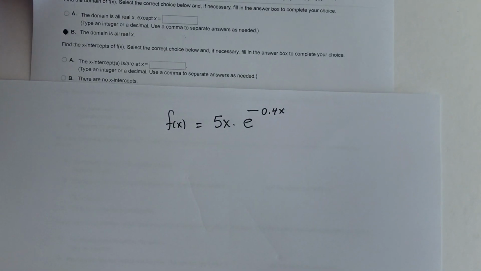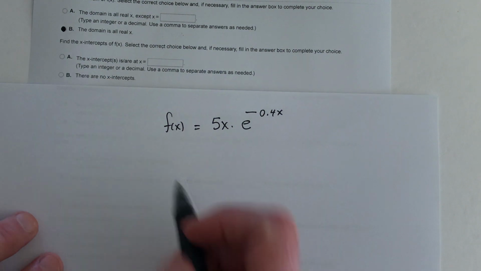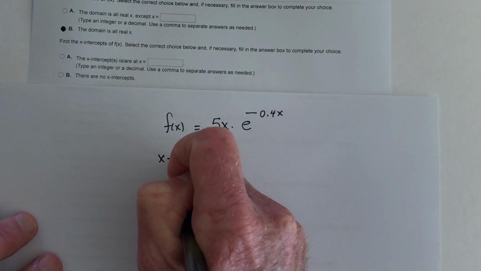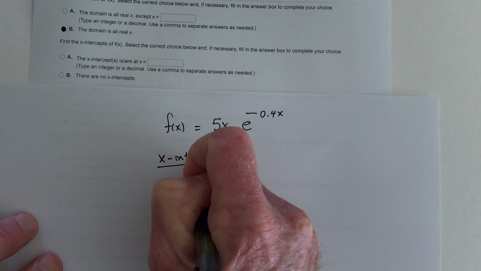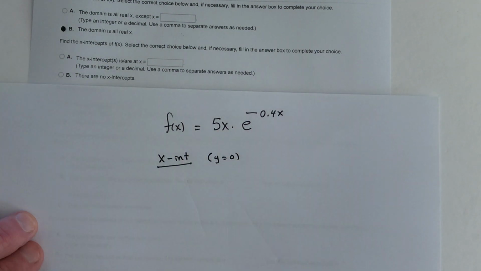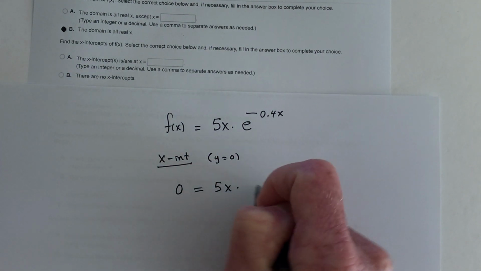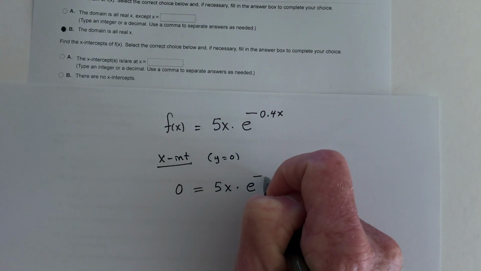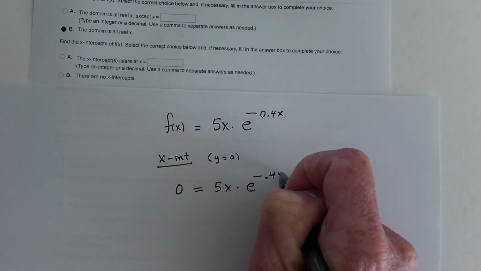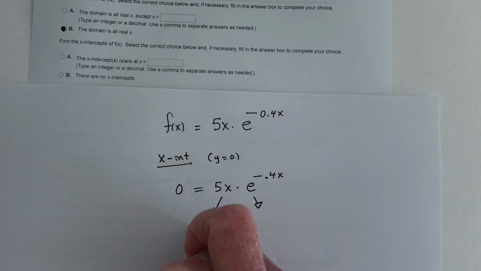Then the next question, the x-intercepts. So for x-intercepts, that means you put the function equal to 0. So set it equal to 0. And the good news is this one is already factored. So then you could just set each factor equal to 0.